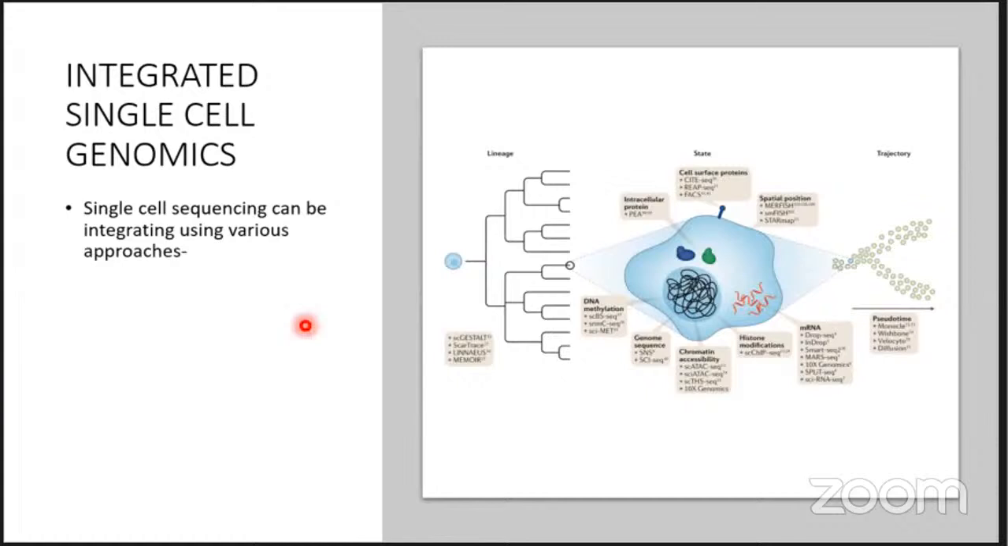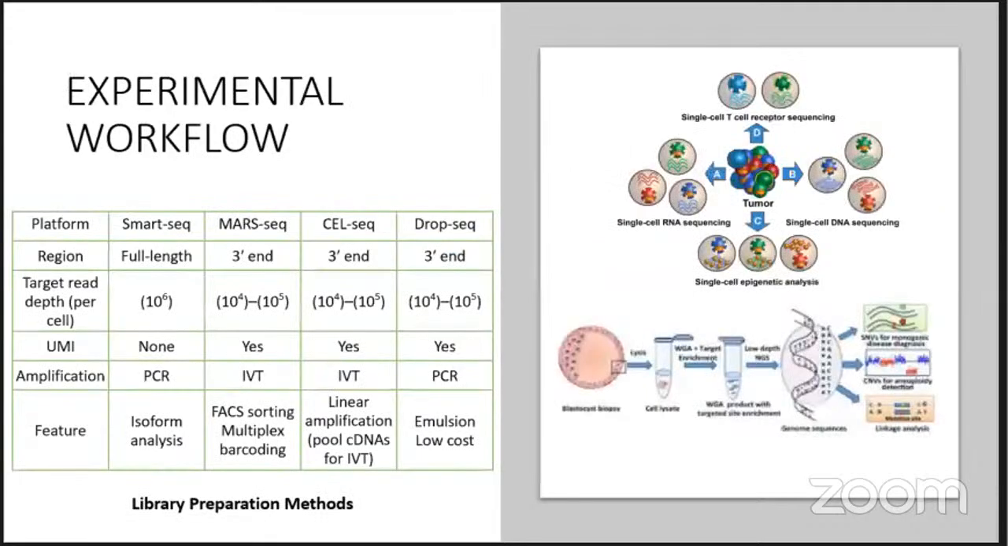So let us see what the experimental workflow is to generate data from single cells. If we look at the workflow, there are different chemistries by which the libraries are generated, whether it's targeted read depth, UMI barcode amplification, or features. Features are the CD markers, like we take either the CD44 positive cells or CD34 cells. We select them using FACS sorting and then perform the library preparation and so on to generate the data.